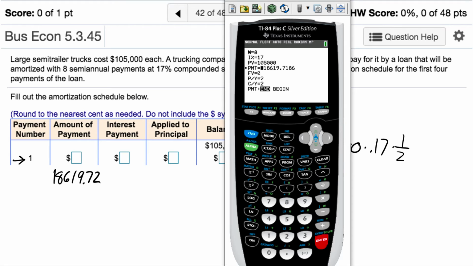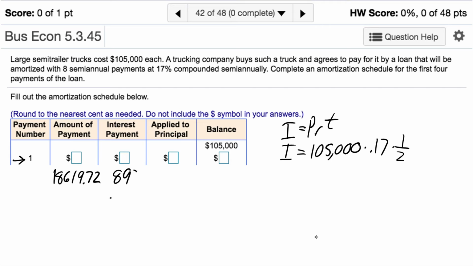All right, so we're going to take that. We don't need our TVM solver anymore. We're done with that. So $105,000 times 0.17 times 1/2, or 0.5. So that's the interest payment, $8,925. All right, so that is the amount of money that the bank would take out of each payment, or out of the first payment at least.